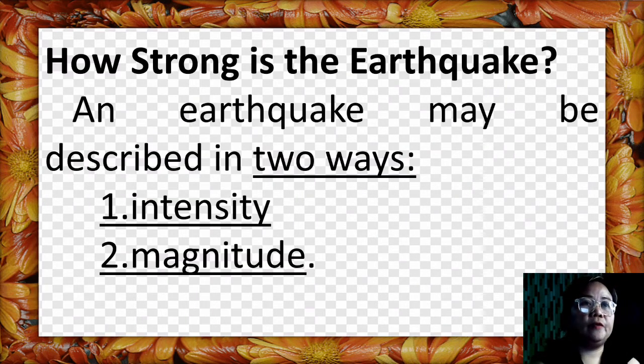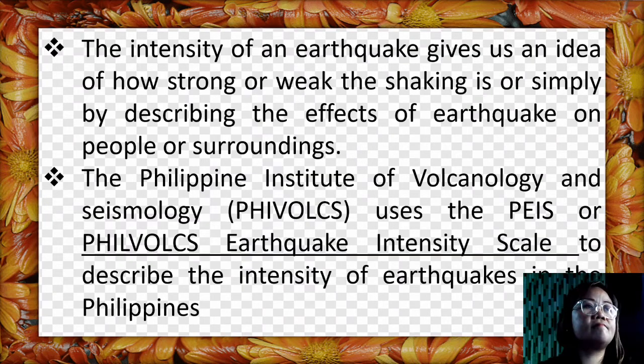How strong is the earthquake? An earthquake may be described in two ways. 1, intensity. 2, magnitude. The intensity of an earthquake gives us an idea of how strong or weak the shaking is, or simply by describing the effects of the earthquake on people or surroundings. The Philippine Institute of Volcanology and Seismology, PHIVOLCS, uses the PEIS or PHIVOLCS Earthquake Intensity Scale to describe the intensity of earthquakes in the Philippines.